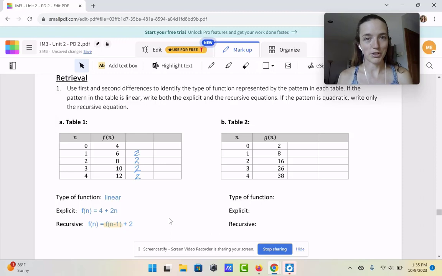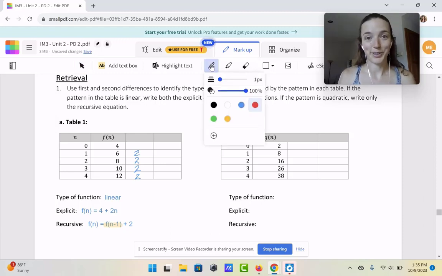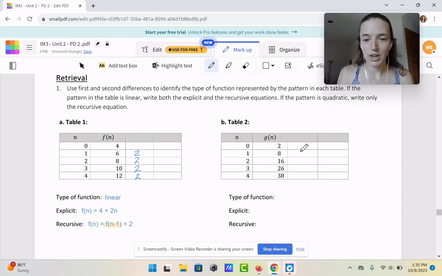Let's see what happens in table 2. I bet you can guess it'll be different. So to get from 2 to 8, we're adding 6. And by the way, if we were going down, I would write minus 6 there. To get from 8 to 16, we're adding 8. Then we're adding 10. Then 12. And as you can see, we have first differences that are not all the same.